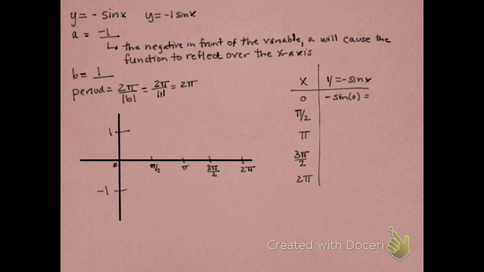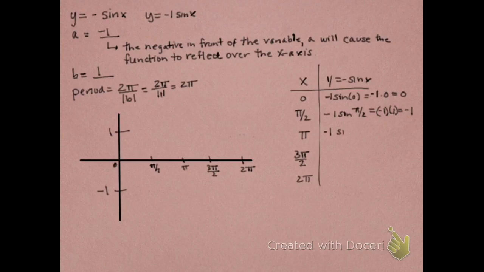And 0 times is negative 1. I'm going to put negative 1 here so it won't confuse me. So negative 1 times 0 is going to be 0. The negative 1 sine of pi over 2, I know that the sine of pi over 2 is 1. So there'll be a negative 1 times a 1, which is equal to negative 1.